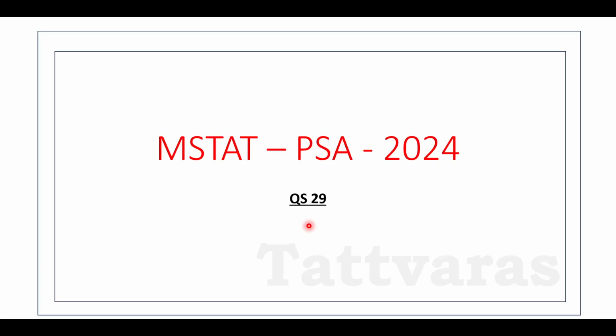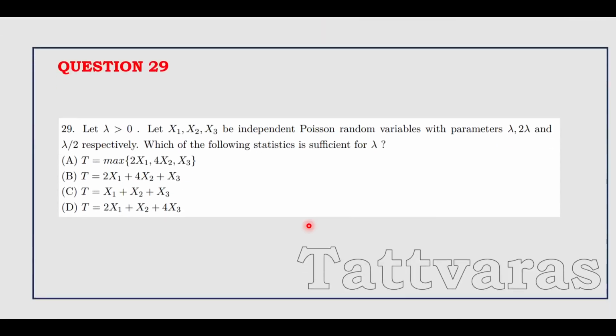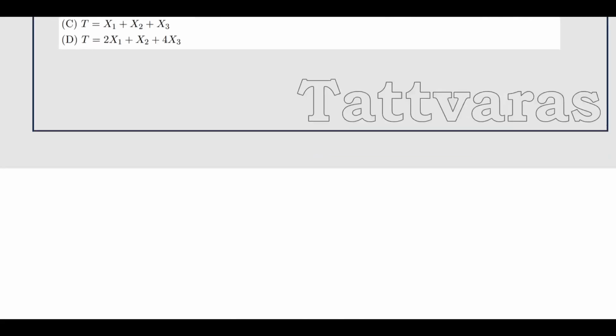So today we are going to discuss question number 29 from PSA 2024. The question says that we have a sample of 3 independent Poisson random variables with parameters lambda, 2 lambda, and lambda by 2 respectively. And we need to find out what is the sufficient statistic for lambda.